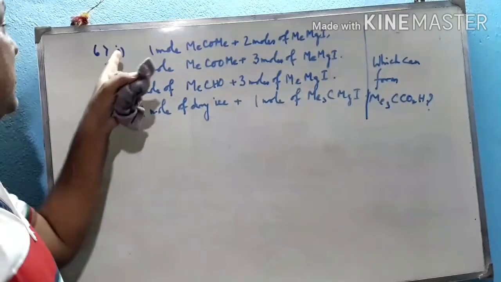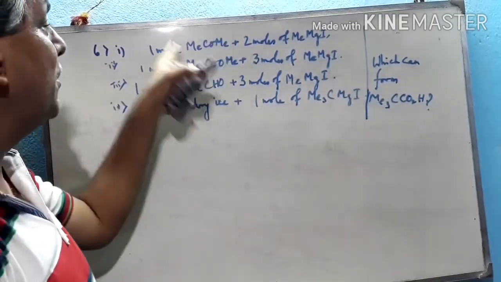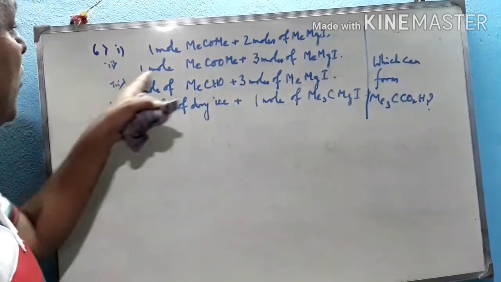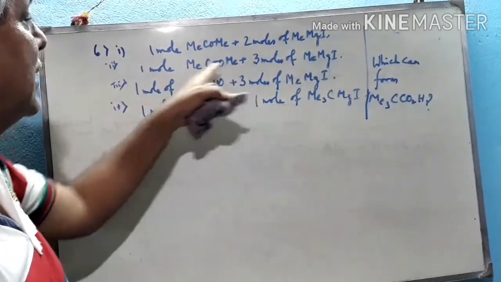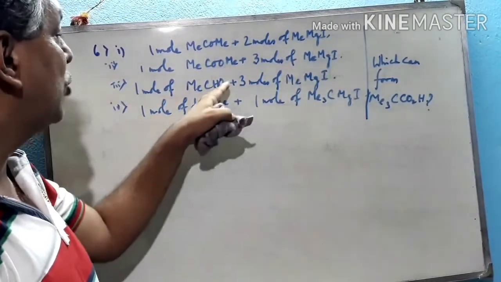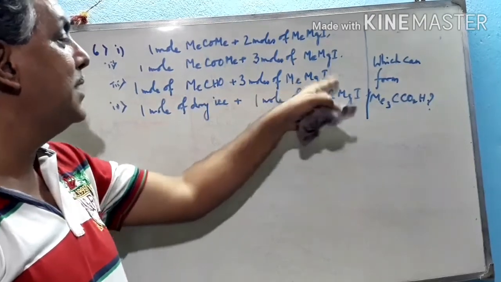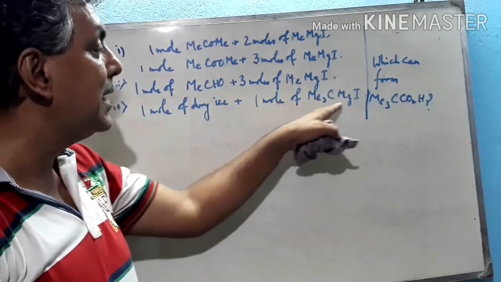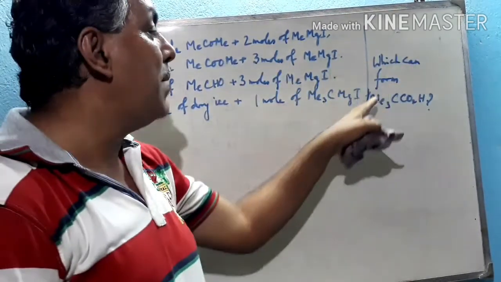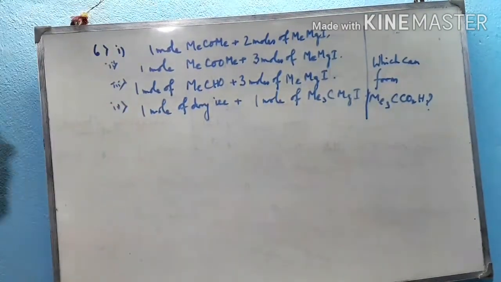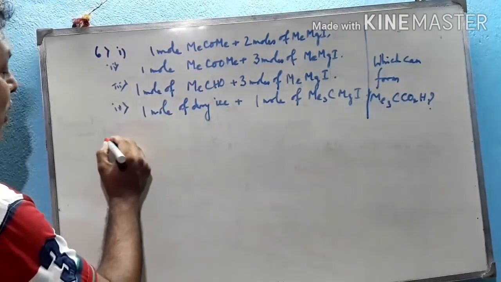Question number 6. First, 1 mole of acetone, MeCOMe, plus 2 moles of methyl magnesium iodide. That means it is a Grignard reagent. Then 1 mole of methyl acetate, MeCOOMe, with 3 moles of methyl magnesium iodide. Then 1 mole of acetaldehyde, MeCHO, with 3 moles of MeMgI, and 1 mole of dry ice plus 1 mole of Me3CMgI, which can form Me3CCO2H, tertiary butyl methanoic acid. So we have to observe all these 4 reactions.